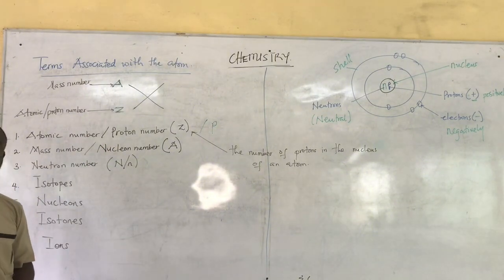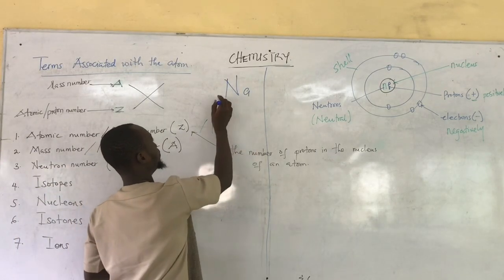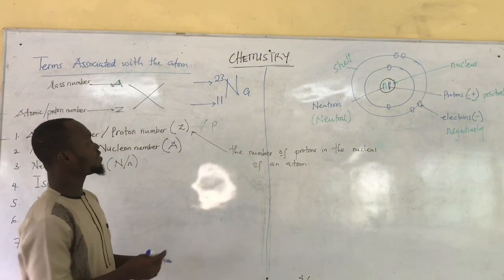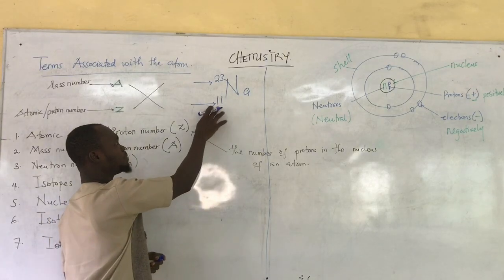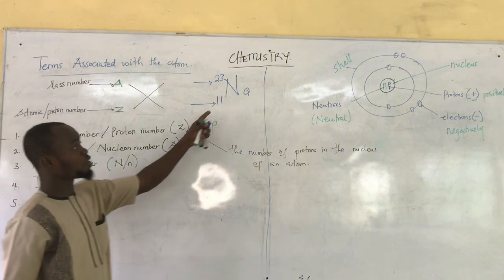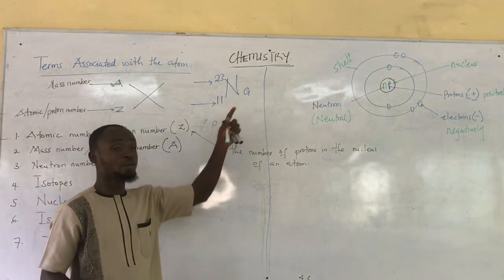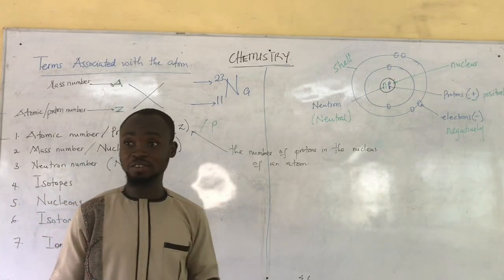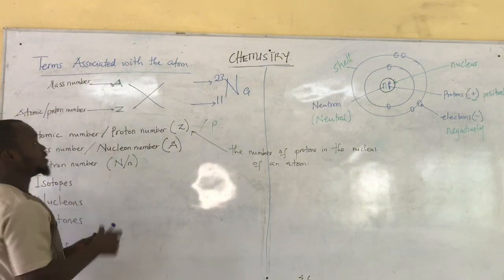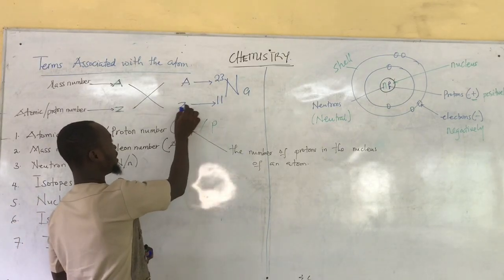For example, let's take an element Na. This is the symbol of the element, and then I have a number here. This number corresponds to what we have here, the Z, and Z is the proton or atomic number. So what is the proton atomic number here? 11. So the proton number for Na is 11, or an atomic number of 11. Now, what about the superscript, which represents the mass number? The mass for Na here is 23. So the A here is 23, and the Z here is 11.